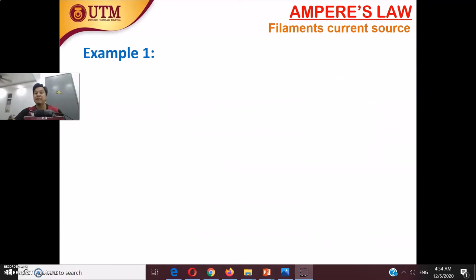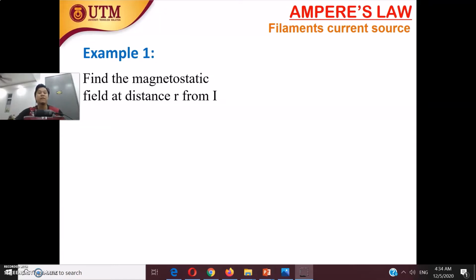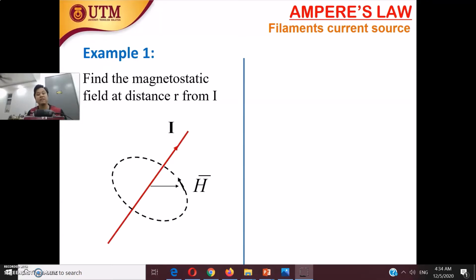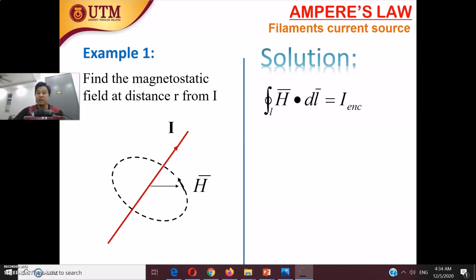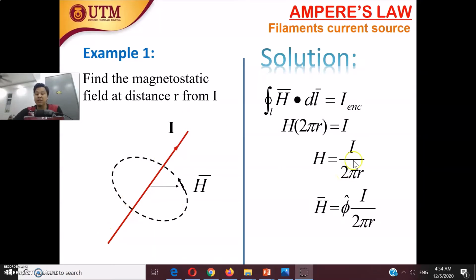For example 1, this is an example for a filament current source. The question is to find the magnetostatic field at distance R from our current source. This is the figure. The solution is the closed integration of H dot dl equals I enclosed. Here dl is basically R d phi. When you solve the integral, you get H times 2 pi R equals I, because the Amperian loop encloses all the current I. So our H is basically I divided by 2 pi R. In terms of vectors, H equals I divided by 2 pi R in the direction of phi.